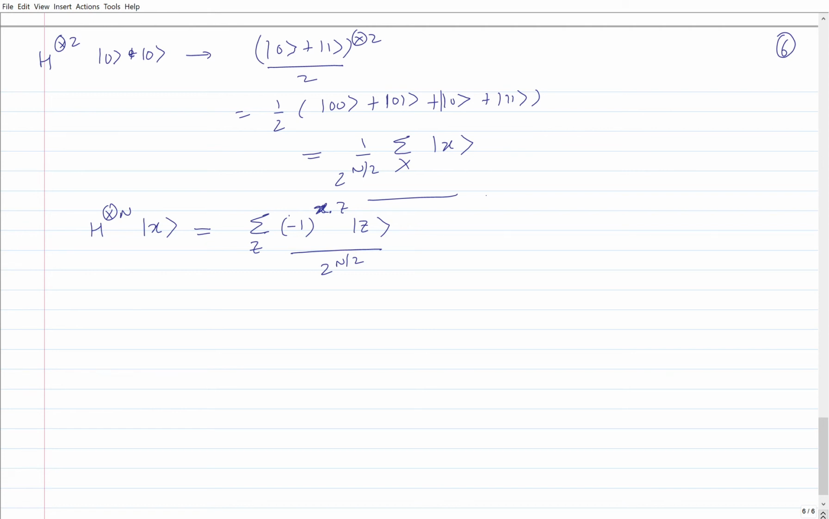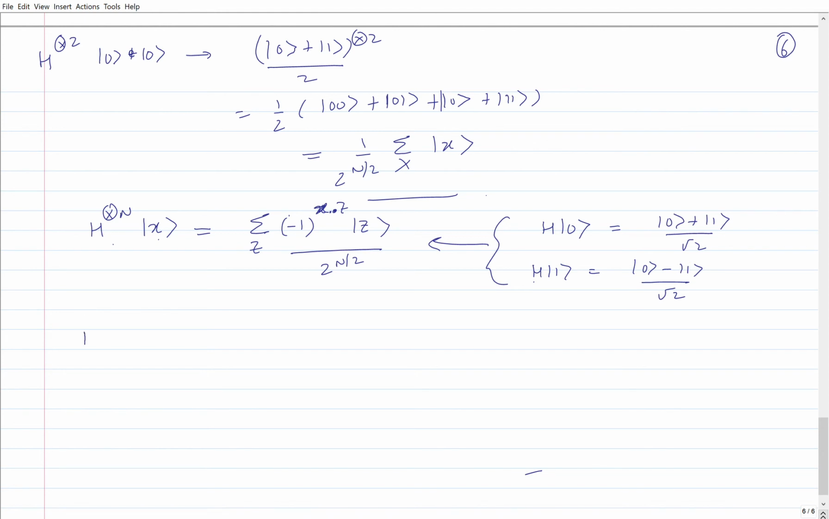So, it's easy to see, for a single qubit, what does H0 give me? It gives me 0 plus 1 by root 2. H1 gives me 0 minus 1 by root 2. And if you plug this in, this is exactly the same form. H acting on 1, let's say x was 1, gives me minus 1 to the power of x dot z. X dot z is going to give me 0 with a plus sign and minus with a 1 sign over here.